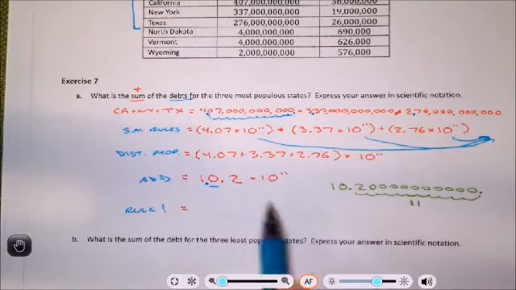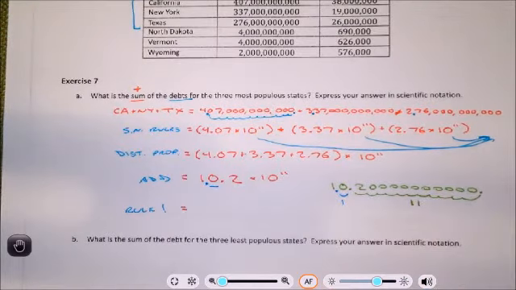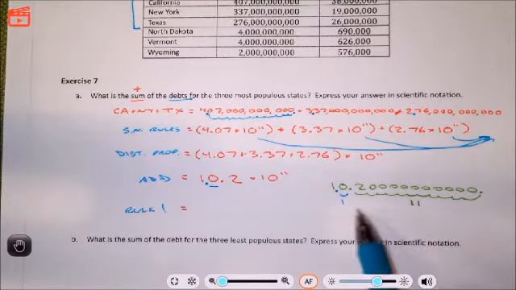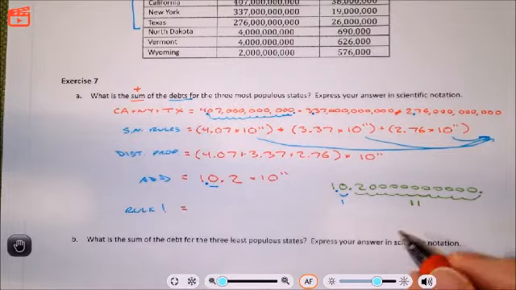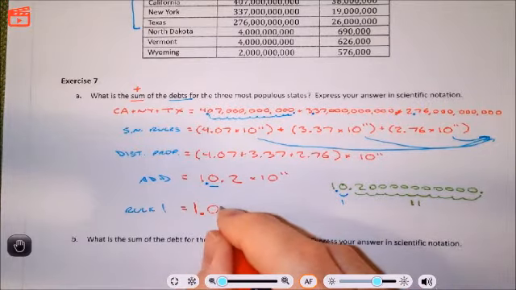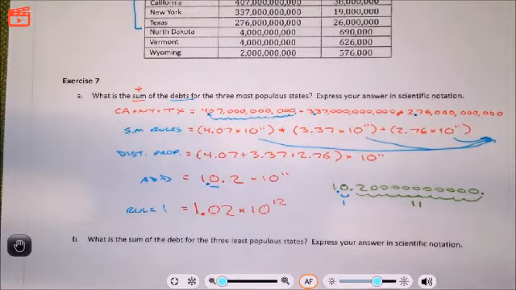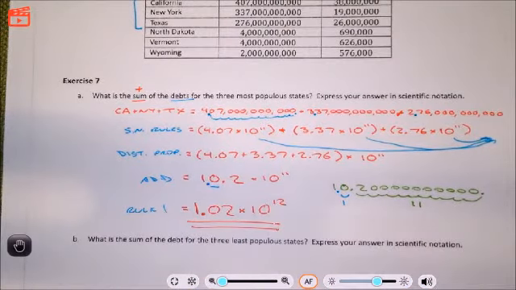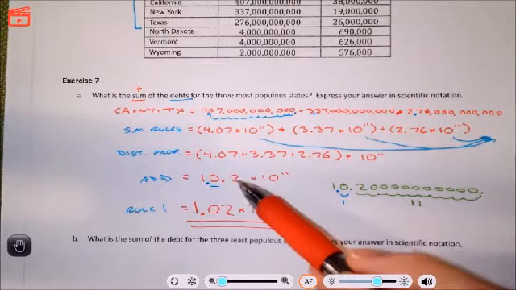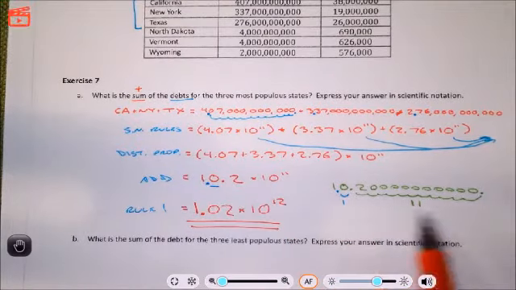When I put the decimal here, I'm putting another place value right here. So it was 11 spaces away, and then I moved it one more. So now it's 11 and 1, 12 spaces away. So when I put the decimal here, I move it another place value, so it turns to 10 to the 12th. And that is scientific notation, because now 1 is bigger than 1 and smaller than 10. So after I find the answer, I have to change it to a scientific notation that matches all the rules. And hopefully you saw how I did that.